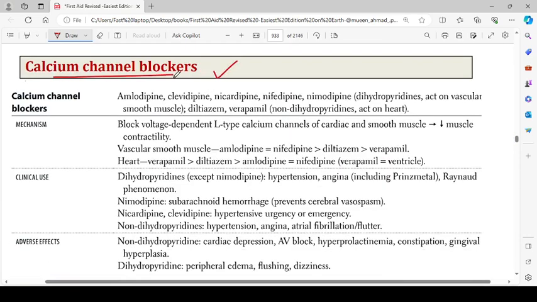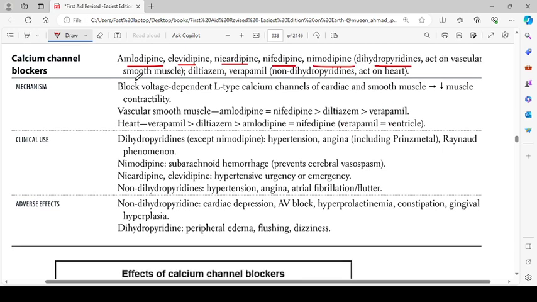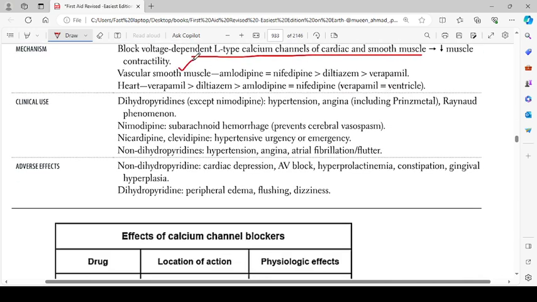Now let's talk about calcium channel blockers. The calcium channel blockers include amlodipine, clevidipine, nicardipine, nifedipine, nimodipine; dihydropyridines act on the vascular smooth muscles. Diltiazem and verapamil, non-dihydropyridines, act on the heart. Mechanism: they block the voltage-dependent L-type calcium channels of the cardiac and smooth muscle and decrease the muscle contractility. On the vascular smooth muscle, amlodipine and nifedipine have the most effect, then comes diltiazem and then verapamil. On the heart, verapamil has the most effect, diltiazem is still in the middle, and amlodipine and nifedipine have the least effect, right?